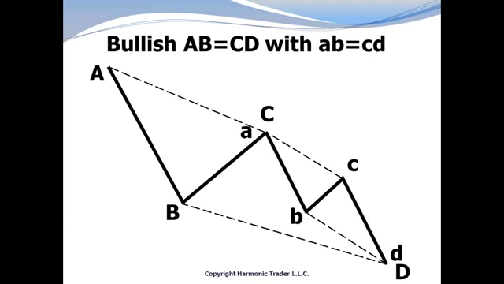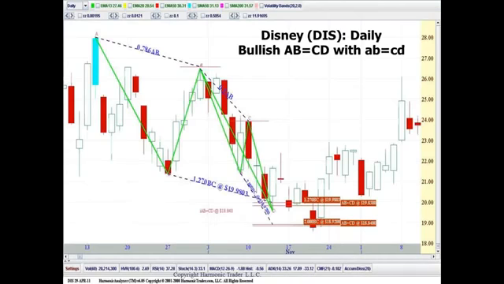Looking at this illustration of the bullish AB equals CD with a smaller AB equals CD, we see a large A to B leg that possesses a C to D leg with yet another ABCD pattern inside of it.